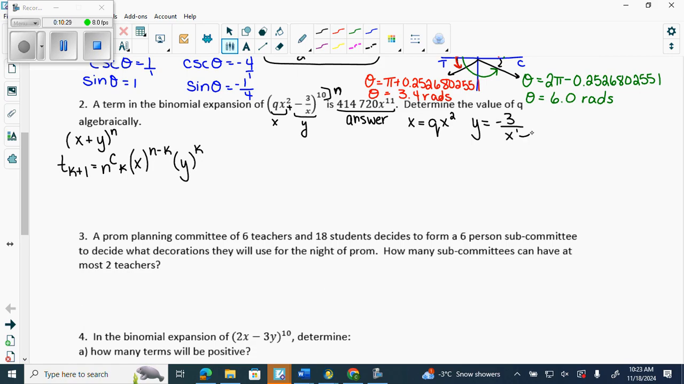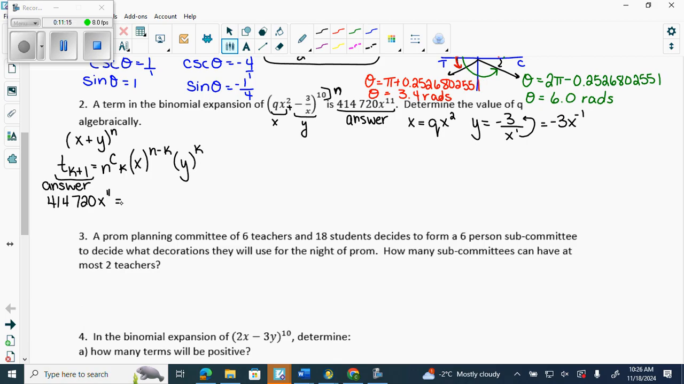We talked about this. How can I bring x to the 1 up into the numerator? Make it x to the what? Negative 1. Negative 3x to the negative 1. So, everyone's paying attention? I'm going to fill in what I do know. We have t sub k plus 1. This is where the answer goes, or where the answer will be. We agree? So the answer is 414,720 x to the 11. True statement?